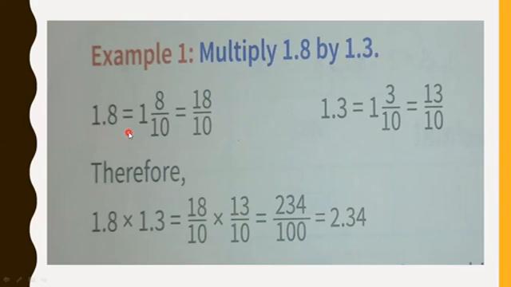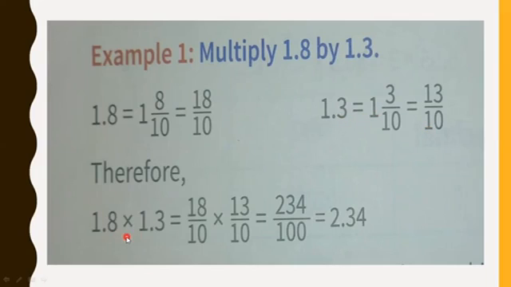So 1.8, this is how we will write it in mixed fraction form. After the point, if there is one number, that is by 10. So that means 1 8 by 10, that is 10 ones are 10 plus 8. If you change it to an improper fraction, you will get 18 by 10. In the same way, 1.3 gives you 13 by 10.